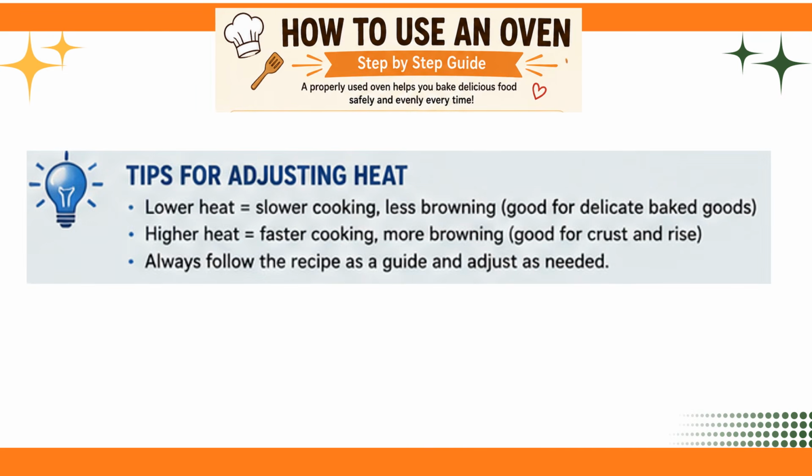Tips for adjusting the heat. Lower heat, slower cooking, less browning. It is good for delicate baked goods. Higher heat, faster cooking, more browning. It is good for crust and rise. Always follow the recipe as a guide and adjust as needed.